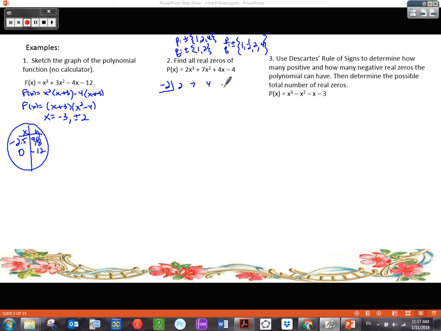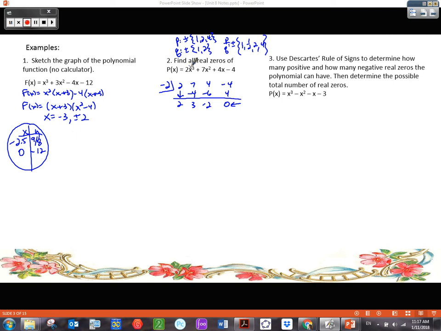If there's a missing one, remember to put a 0 in its place. It's 3, 2, 1, constant. There's no missing one. We bring down the first number, then we multiply. Negative 2 times 2 is negative 4. We add down. Negative 2 times 3 is negative 6. We add down. Negative 2 times negative 2 is 4. We add down. My remainder is 0, therefore I know that that is a root.